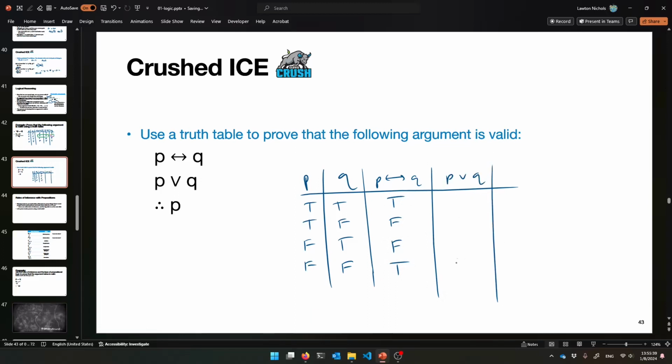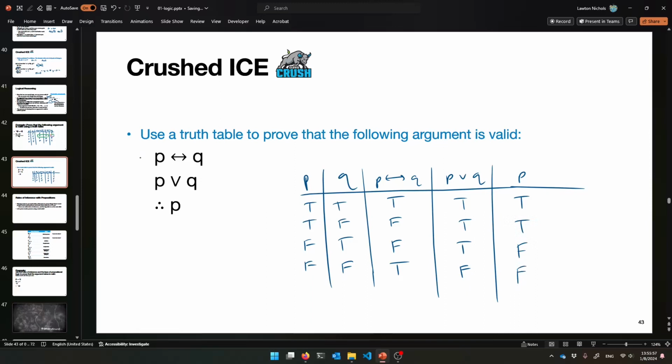And then P or Q. Let's see what we got. The only time it's false is when they're both false. So this is the only time it's false, and it's true everywhere else. So it's true, true, true up here. And then I'll write P over here again just for fun. What is P in all these cases? It was true, true, false, false.